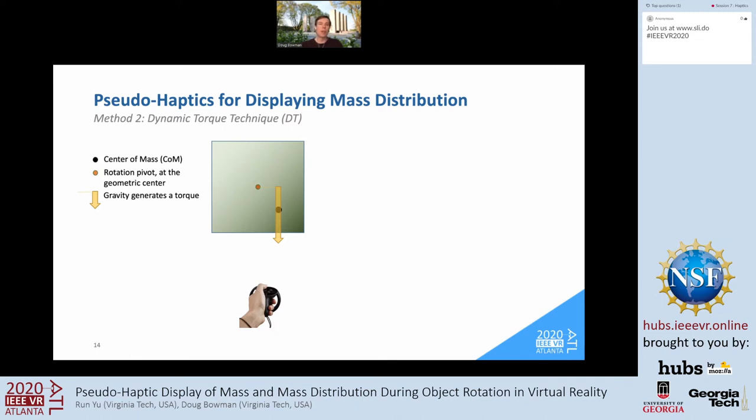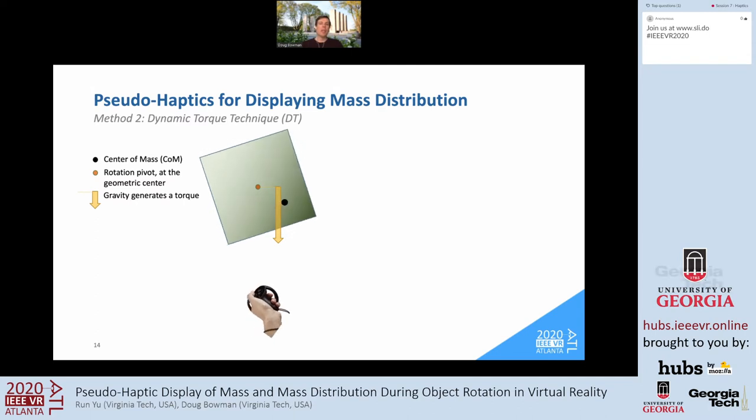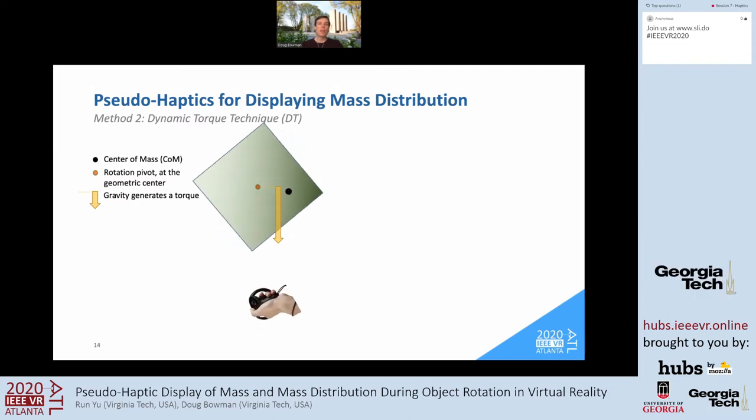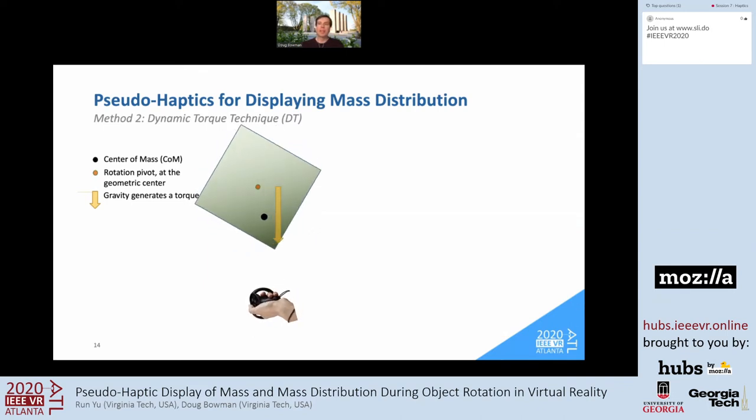So in this example, gravity is generating a torque downward through that center of mass. And what we want to happen is that when you rotate the object against gravity, so that the center of mass is having to fight gravity as it rotates, we want it to rotate more slowly. And when you rotate the other direction, where gravity is helping, we want it to rotate more quickly. So that's the idea we wanted to come to.